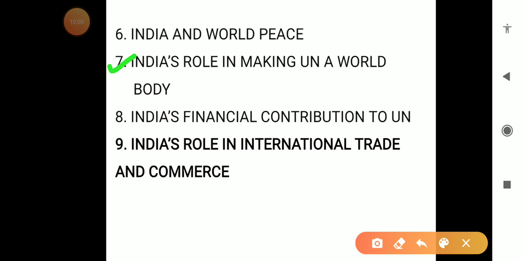So India's contributions have been very important in the matter of funds also. So hopefully this point is clear to you.